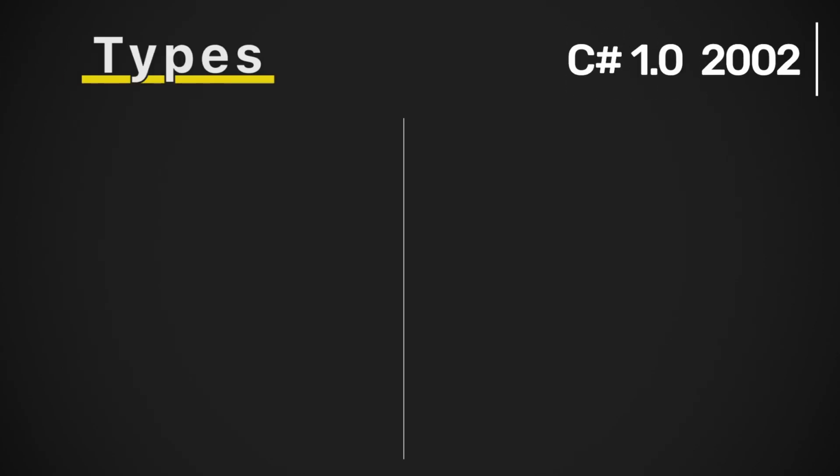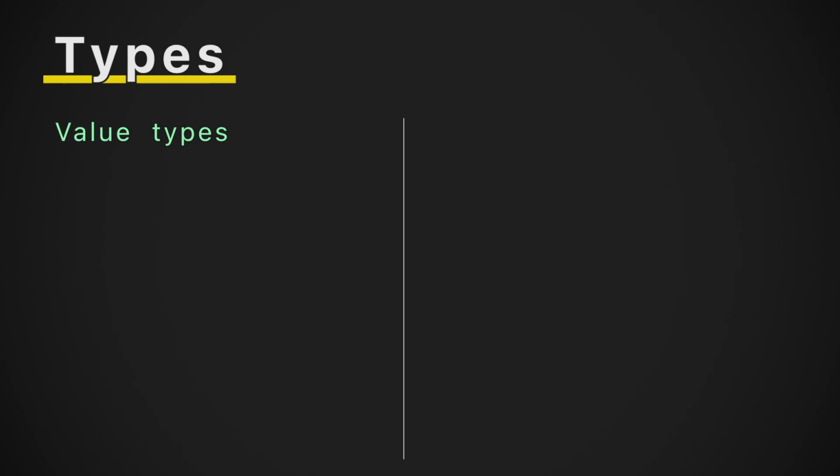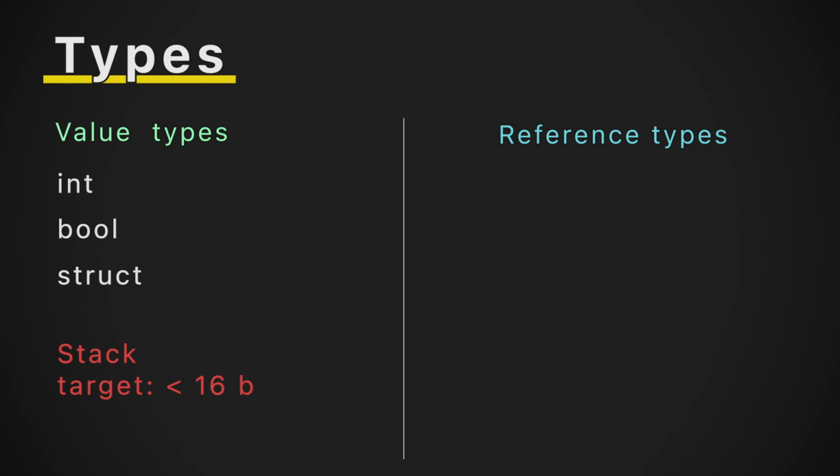The .NET team presented the concept of two main types in the system. First, the value types like integer, booleans, or structures that are located in stack and as small objects, and the reference types, which are usually represented by classes and objects allocated in the heap.